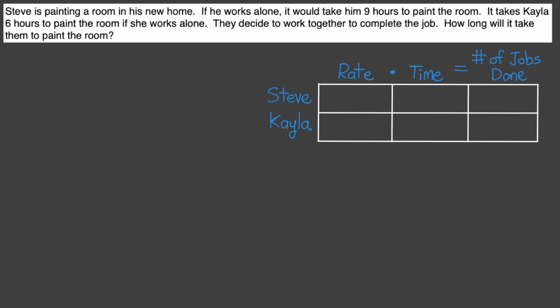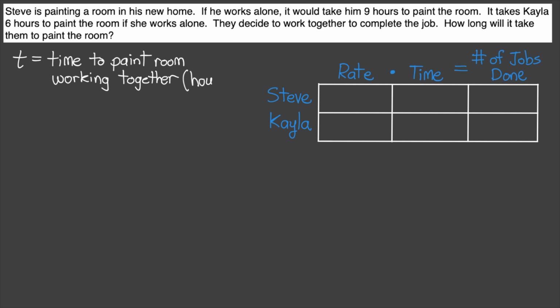And we want to define our variables for this problem. So we'll say T is the time, because they're asking for how long will it take them to paint the room working together. So T is going to be our variable, and T is going to be the time it takes to paint the room working together. And since they've already used hours, we're going to add hours here. It'll be in hours. All right, great. So next we have to fill in our chart here. So this is where it gets a little bit more challenging.